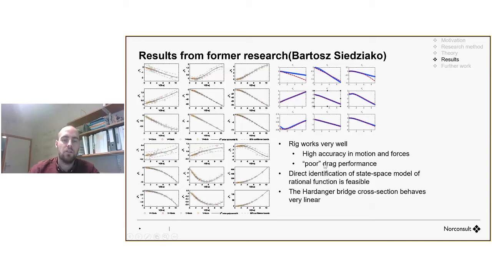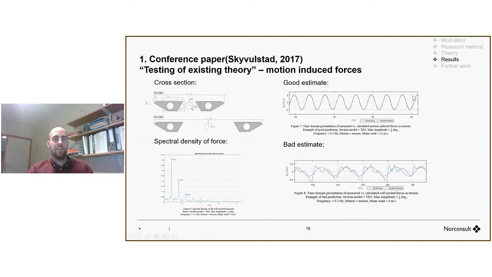And another conclusion he had is that the Hardanger Bridge cross section behaves very linearly, so we didn't need the fancy non-linear models that I am trying to figure out how to use. Okay, so the one and only thing I have published yet is a conference paper. There we tested the harmonic motion for the twin deck section, and we found both good and bad estimates using the aerodynamic derivatives. Here you can see an example of a good estimate, where the aerodynamic derivatives predict the self-excited forces very well, but we also have bad measurements here.